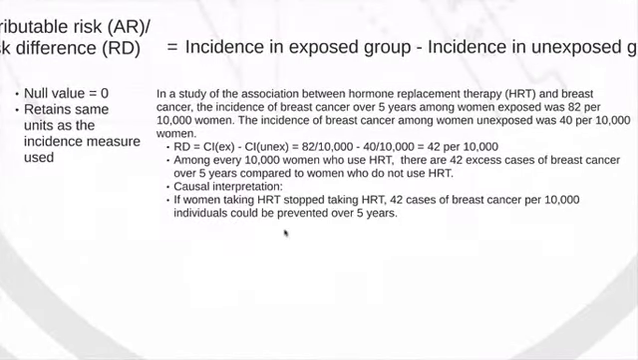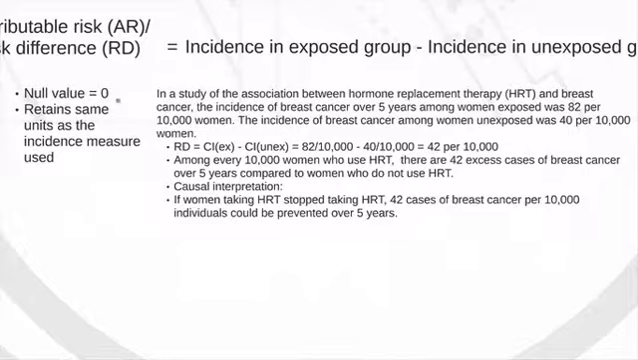Okay, here we go. So a difference between attributable risk versus relative risk: here the null value is 0, right? If your incidence in your exposed group is the same as your incidence in your unexposed group, when you subtract one from the other, you're going to get 0. So 0 means there's no association between your exposure and your outcome. Another important point is that your attributable risk or risk difference retains the same units as your incidence measure. So whether it's per 100,000 or 10,000, you want to keep that.